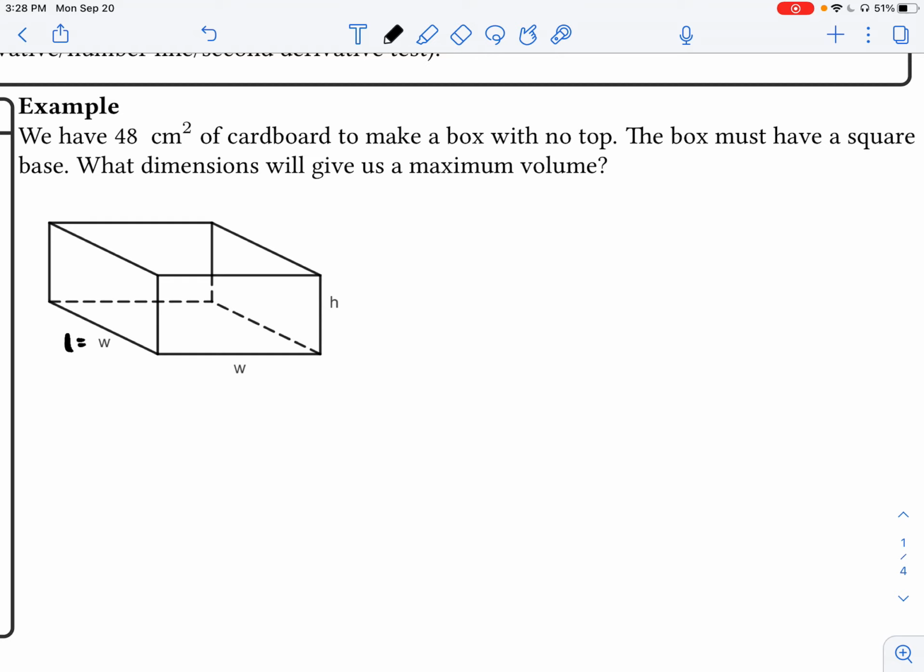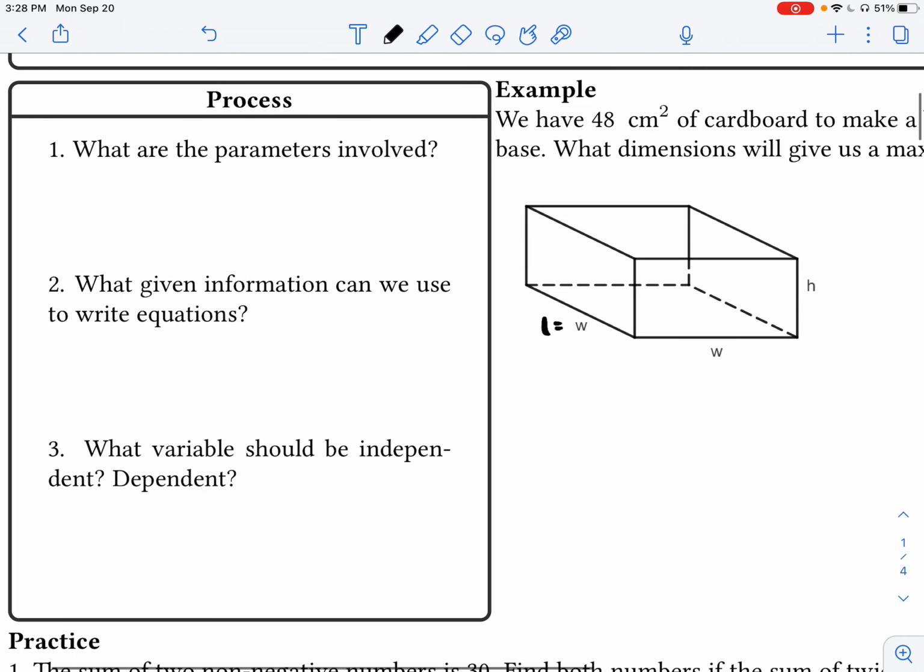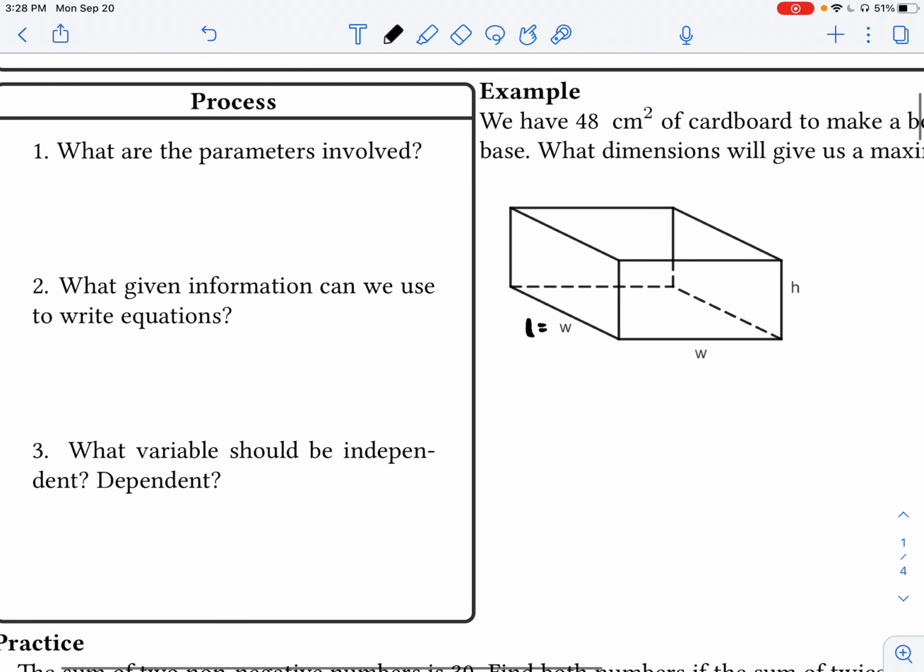And then we have the height, which we're not told any specific information about, but we will be able to connect our height and width in just a moment. All right, so given this information, let's ask ourselves, what parameters are involved here? Well, we know we have length, width, and height. We know that if our base is a square, our length has to be equal to our width.